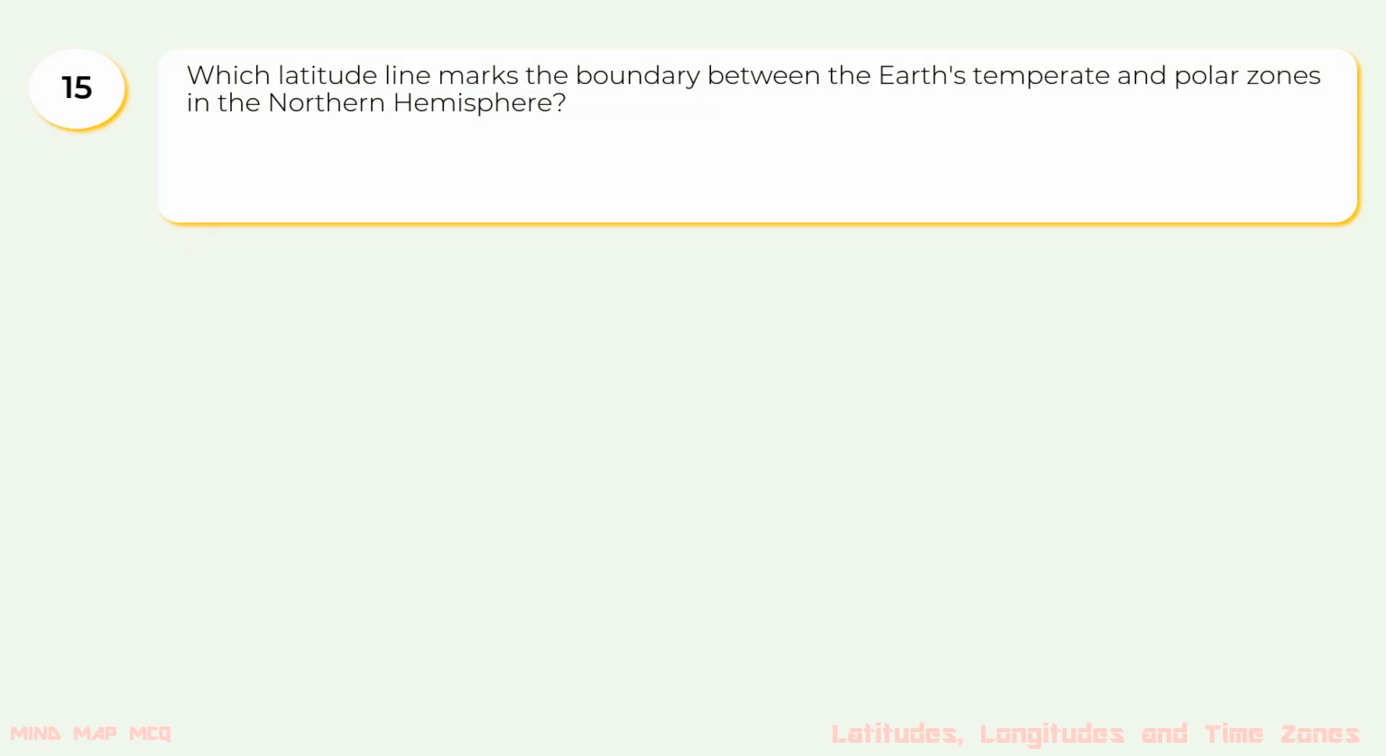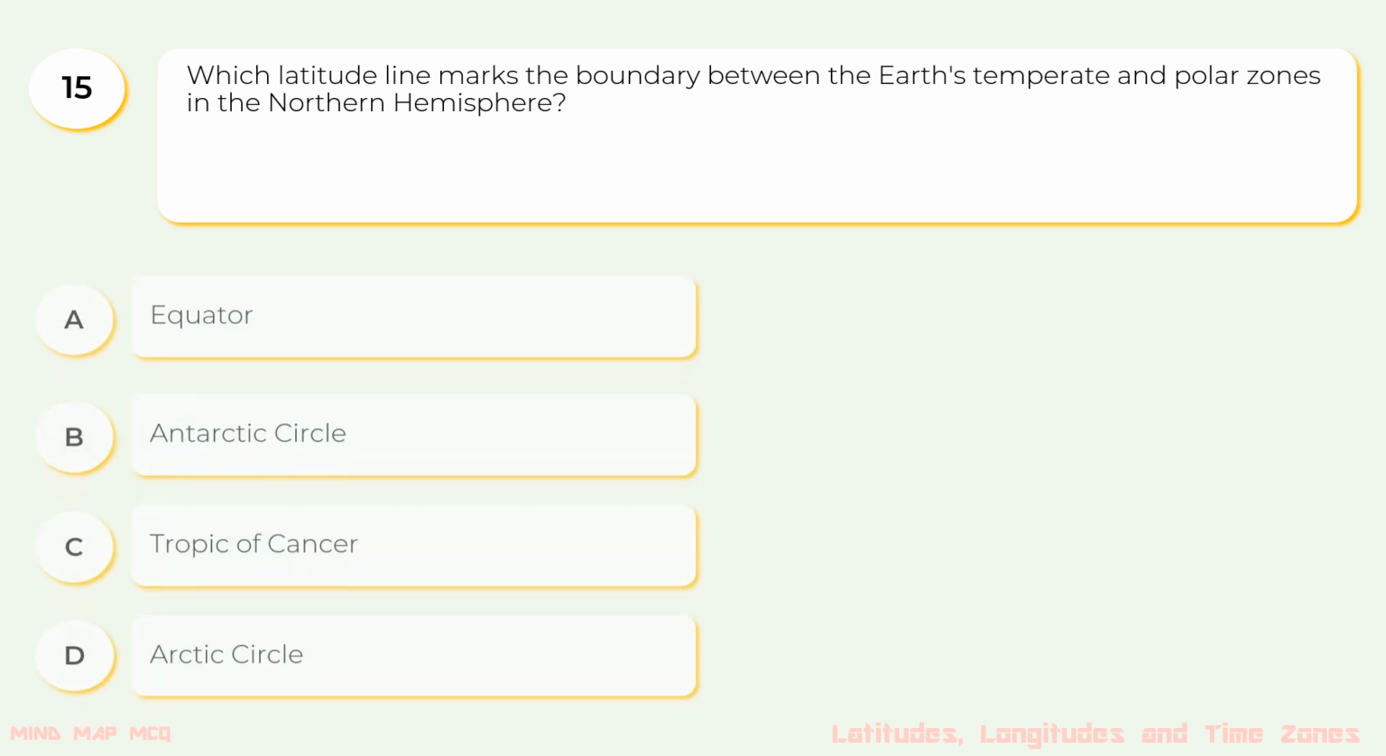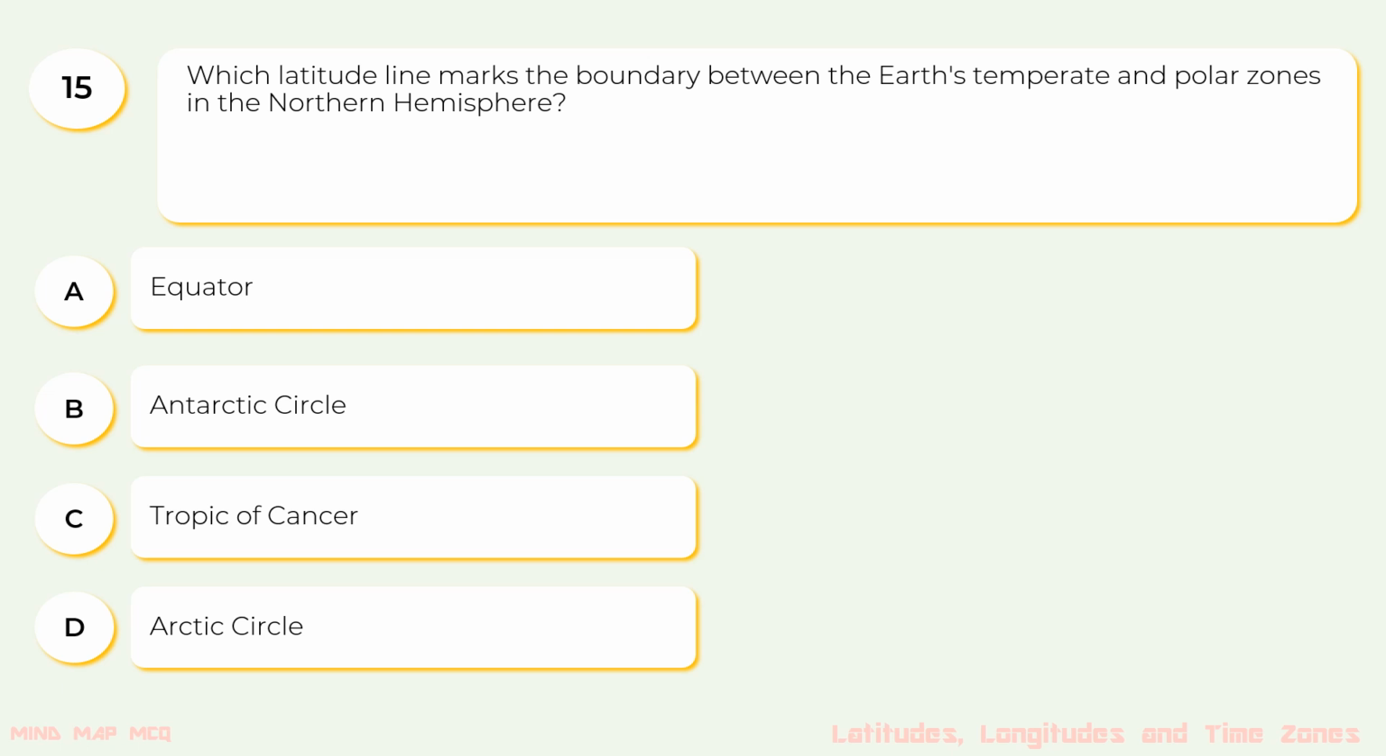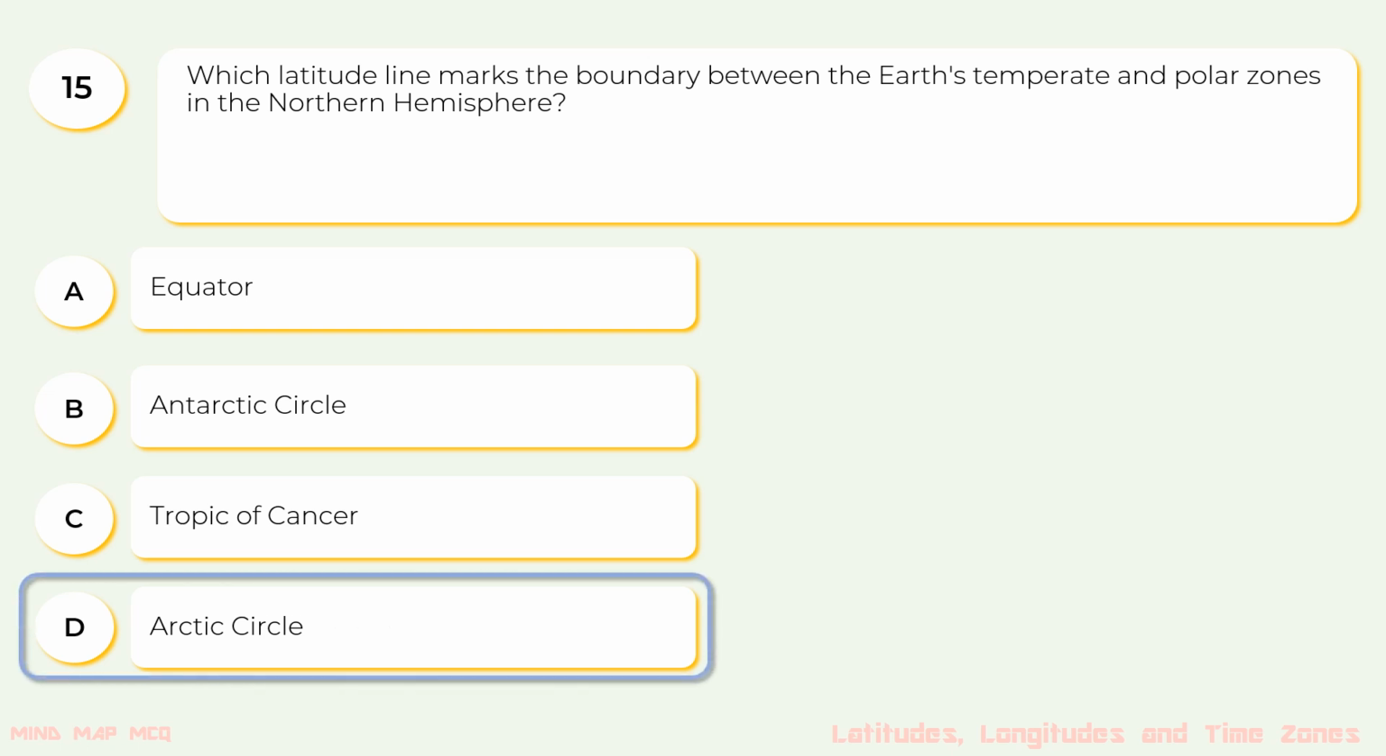15. Which latitude line marks the boundary between the Earth's temperate and polar zones in the northern hemisphere? The options are A. Equator, B. Antarctic Circle, C. Tropic of Cancer, or D. Arctic Circle. The correct option is D.